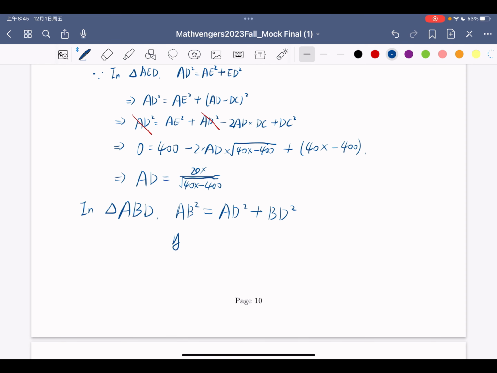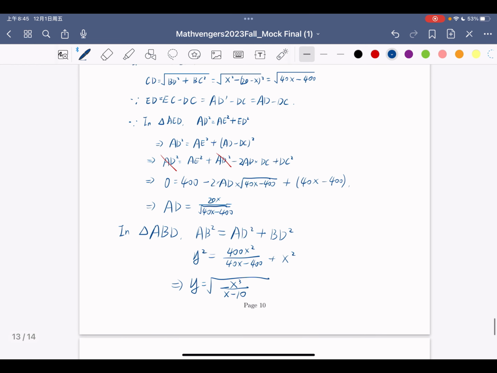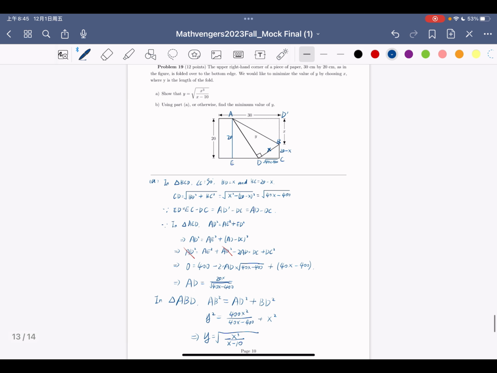So we can have y squared is equal to AD squared plus BD squared. We know BD is x squared. Okay, then after simplifying, we get y is equal to the square root of x to the power of 3 over x minus 10. Okay, here is the answer. So we prove this. We prove part A.